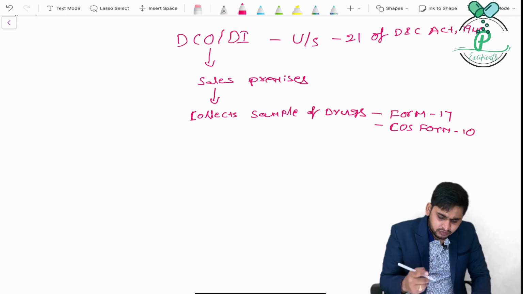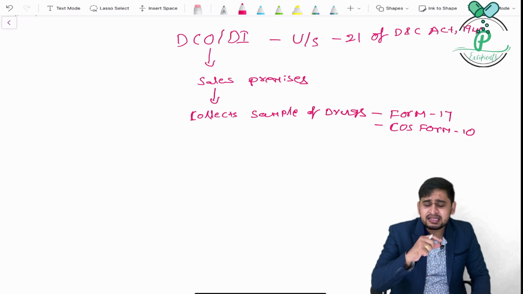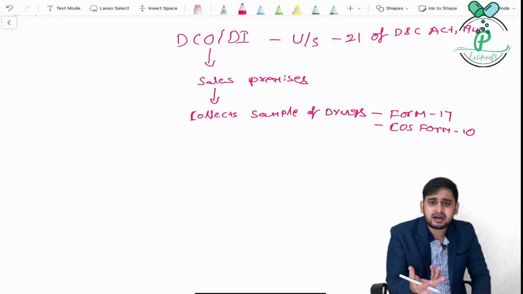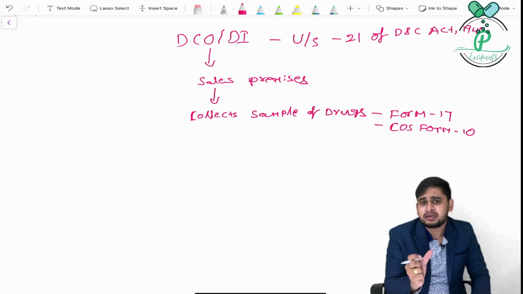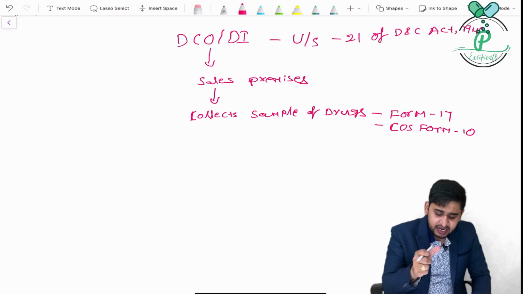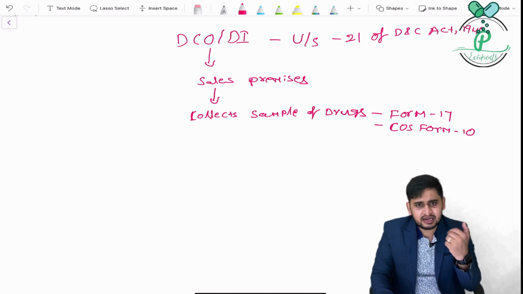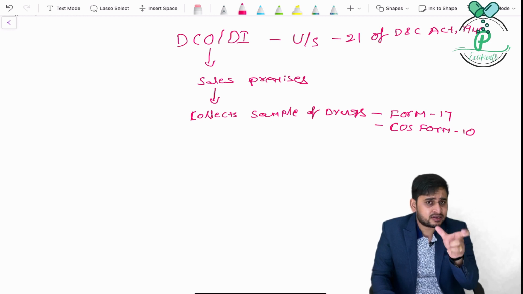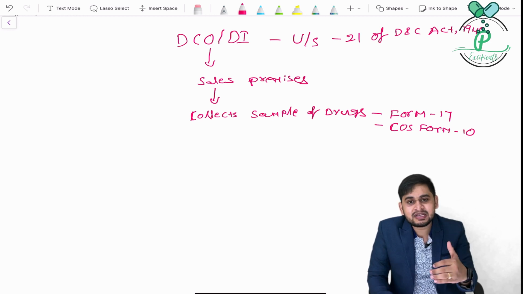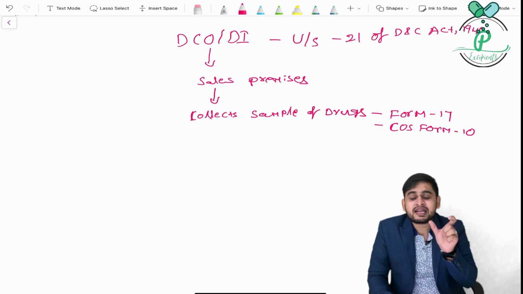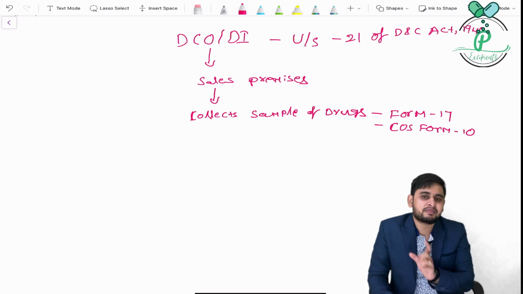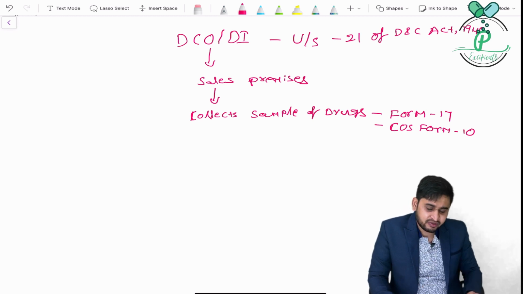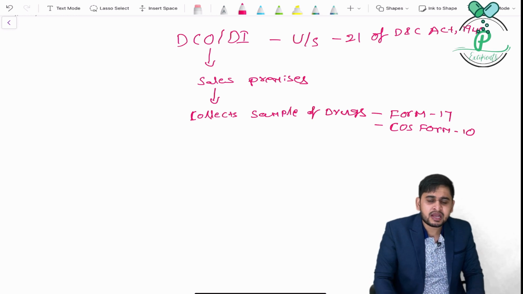Now, while collecting the samples, the DI is supposed to give compensation for that sample, right? Compensation would be issued. The drug inspector will take the cancelled cheque and the drug invoice, and these will be submitted for reimbursement purposes in the concerned department where the drug inspector is working.